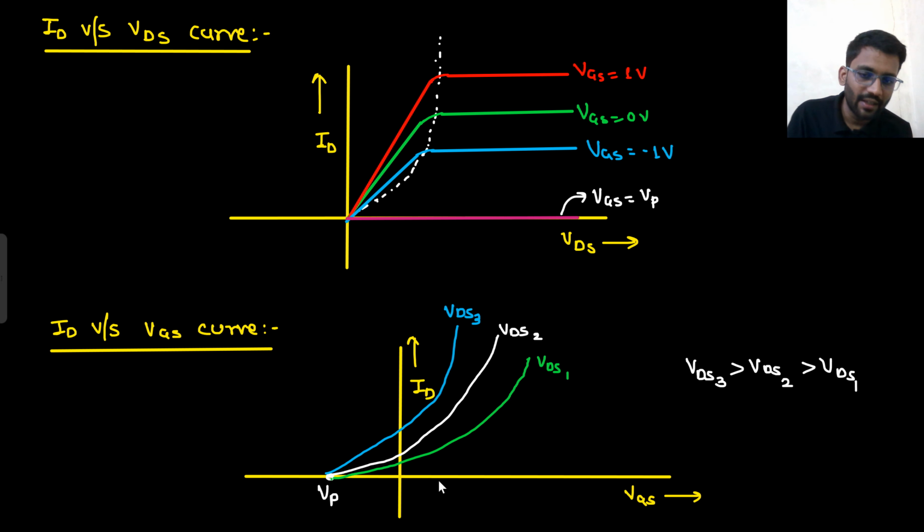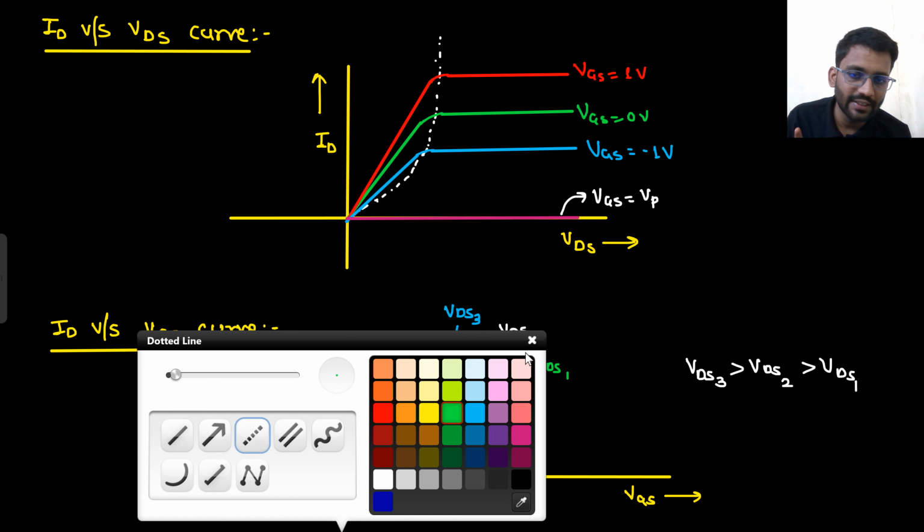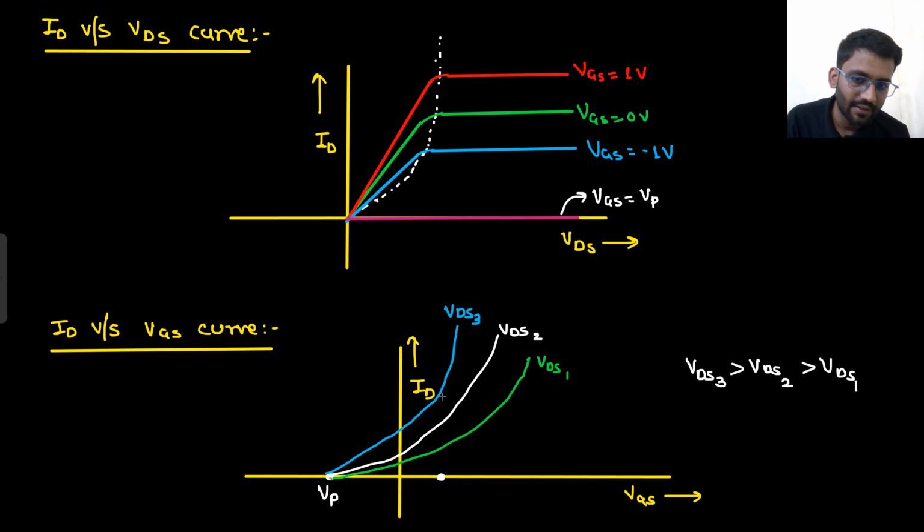At a particular potential of VGS, which current is higher? Let's just assume I am applying VGS equals 1 volt. At VGS equals 1 volt, in this curve you are getting this much current. Let's say this is 5 ampere. In this curve you are getting 3 ampere. In this curve you are getting 1 ampere. So you are getting maximum current in VDS3.